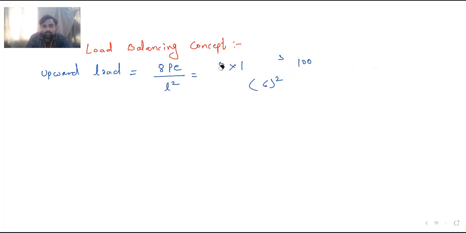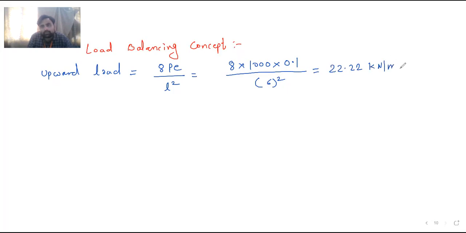So if you write it properly now, 8 as it is. We keep it in kilonewton, 1000. Eccentricity 100 mm, so 0.1 meter, and L is in meter, 6 square. Now calculate it. What is the UDL you are getting? 22.22. Okay. So instead of avoiding the confusion of the conversion, you can keep it in kilonewton meter. So it is 22.22 kilonewton per meter. So this is the upward UDL.